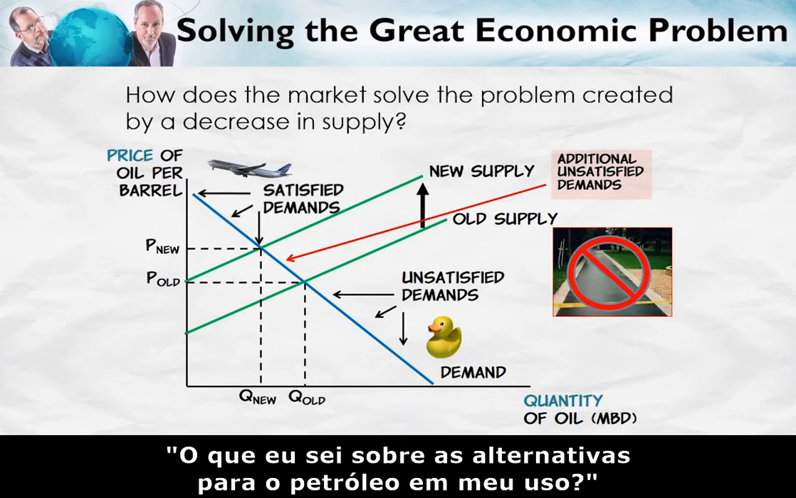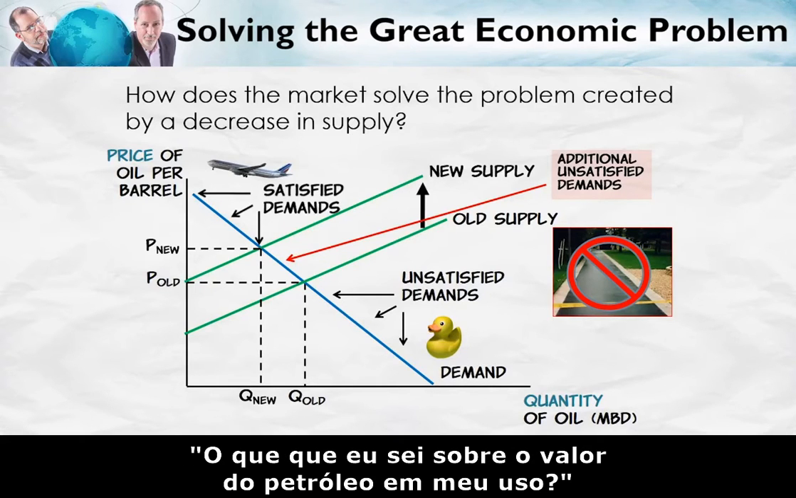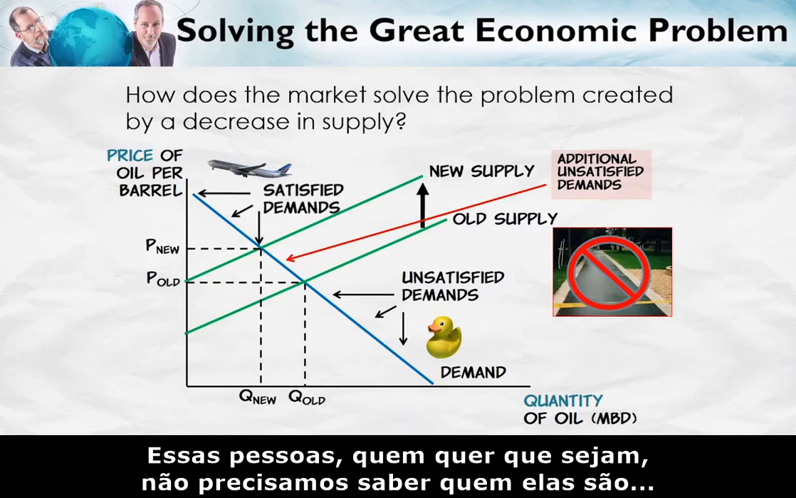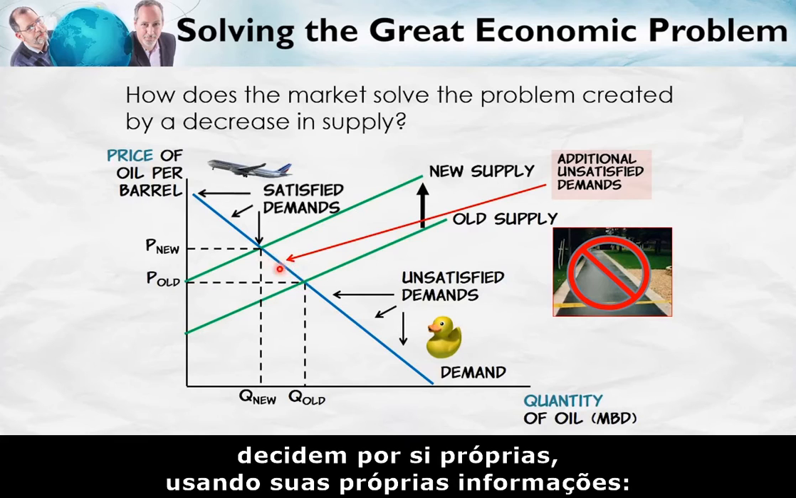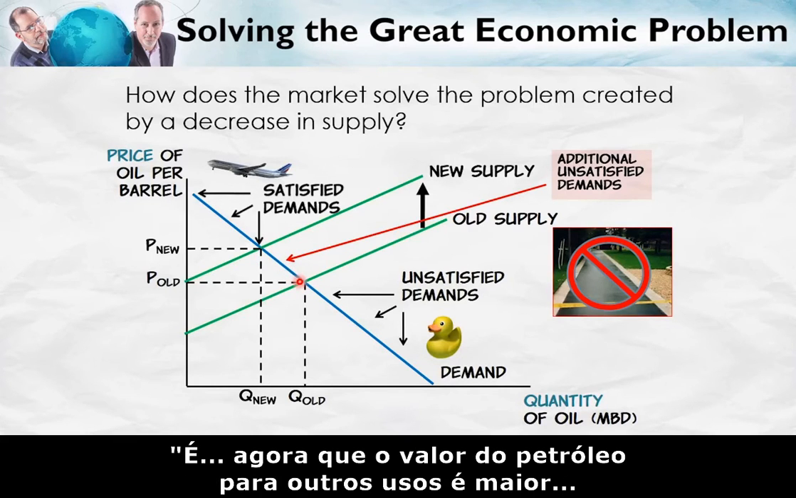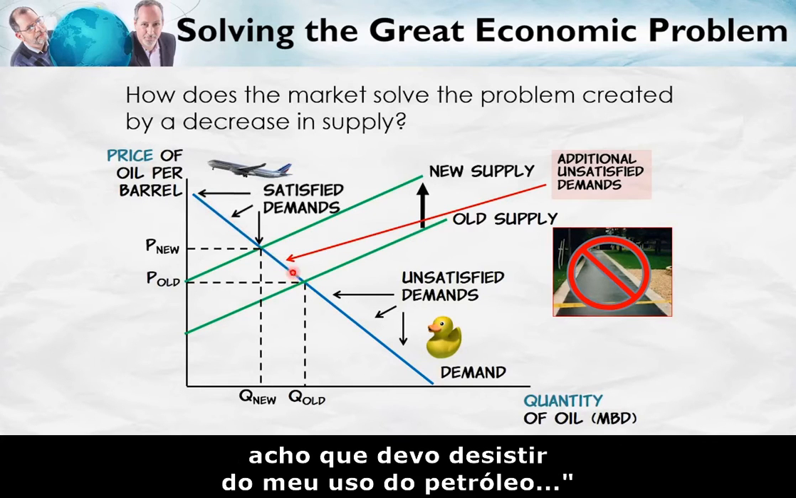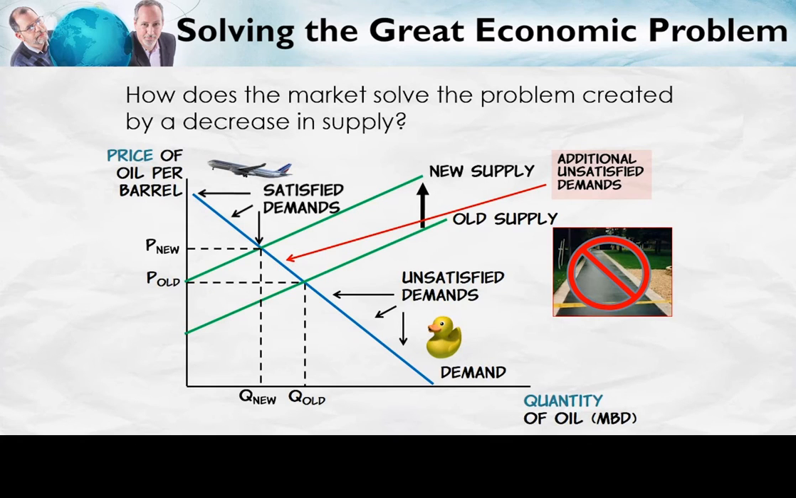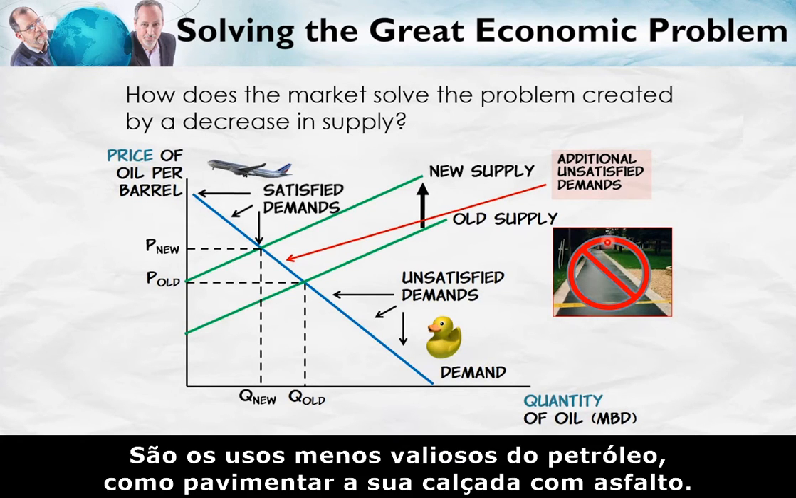What do I know about the alternatives for oil in my use? What do I know about the value of oil in my use? These people, whoever they are, we don't need to know who they are, decide on their own, using their own information, that yes, now that the value of oil in alternative uses is higher, I should give up my use of oil. What kind of uses are given up? It's the use of oil in the least valuable uses, such as for paving your driveway with asphalt.